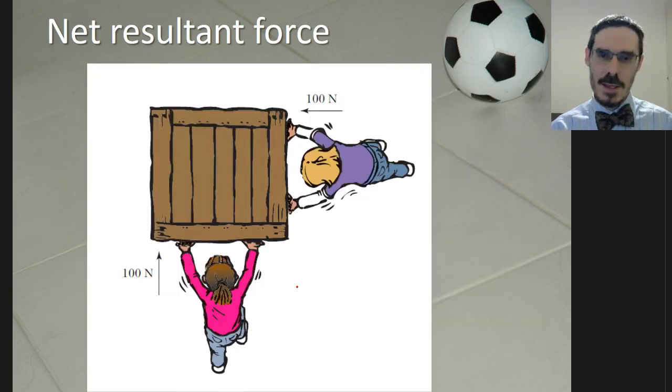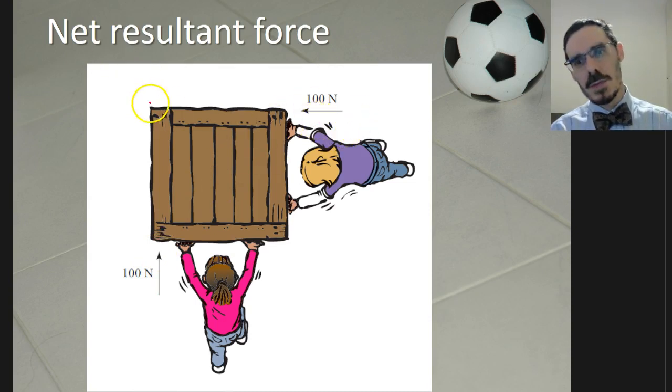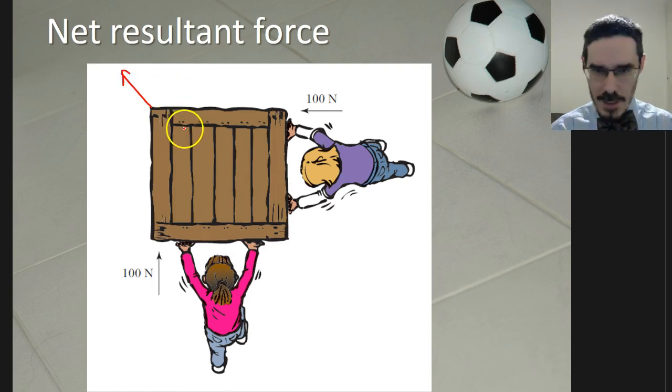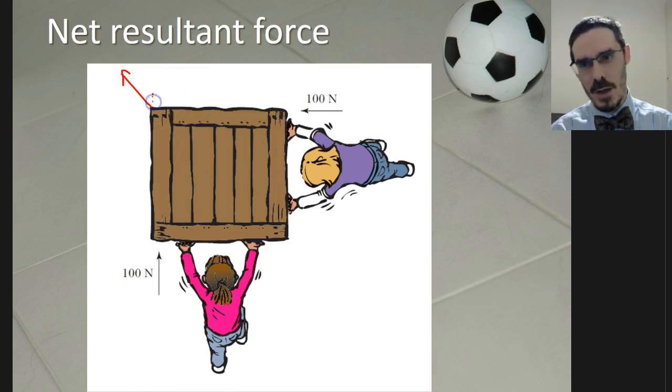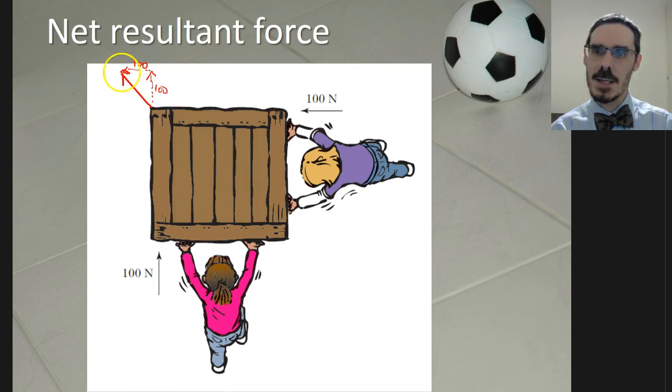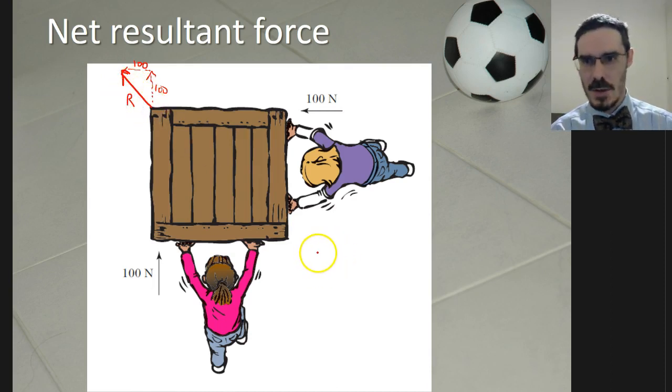What if I do it like this? 100 newtons pushes this way, and 100 newtons pushes that way. The resultant force is going to go in that direction. But be careful, it's not 200 newtons. We have to do a vector addition. 100 newtons up and 100 newtons across, which means this is actually going to be 100 root 2, or about 140 newtons in that direction. If you want to get it exactly, that's my resultant force.